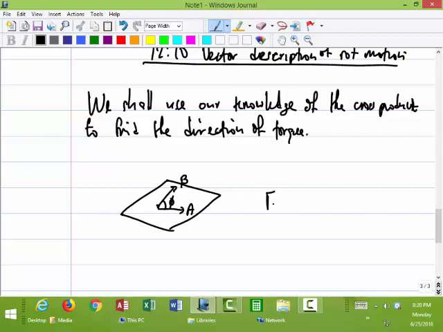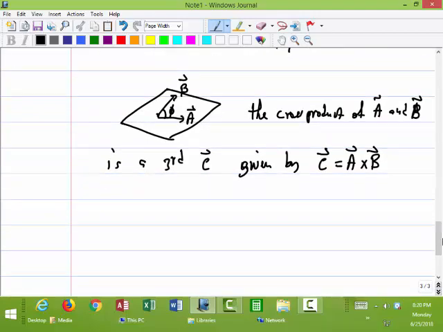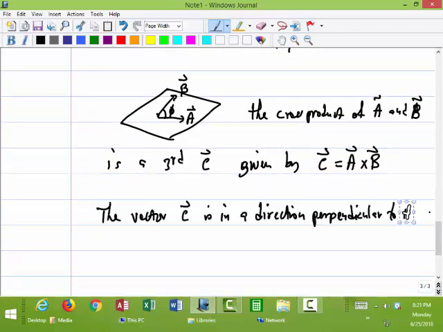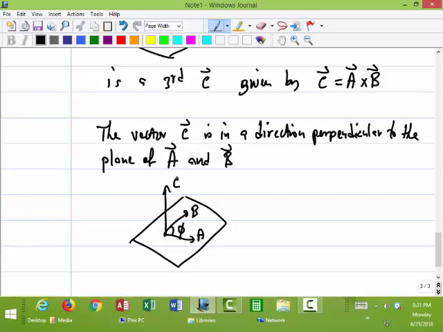So the cross product of these two vectors is another vector C. Let me write that the cross product of vector A and vector B is a third vector C, given by C equals A cross B. The direction of the vector C is a direction perpendicular to the plane of A and B. So we can illustrate that as below. So we have our object again. This is vector A and that's vector B, and the angle between them is phi. So the cross product is a vector C that is perpendicular to the plane of the two vectors.